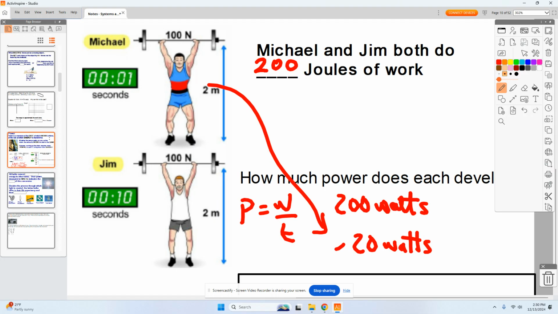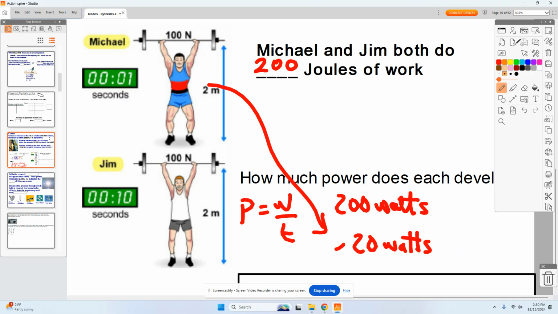A lot of people would associate power with strength. You see how the picture makes Michael look big and strong? They're doing the same amount of work, but in reality, it's just how quickly they do it. So most athletic competitions are power kinds of things.